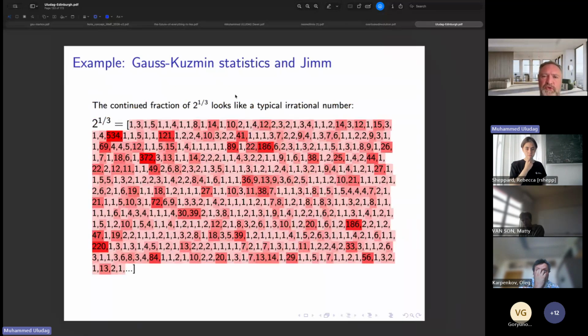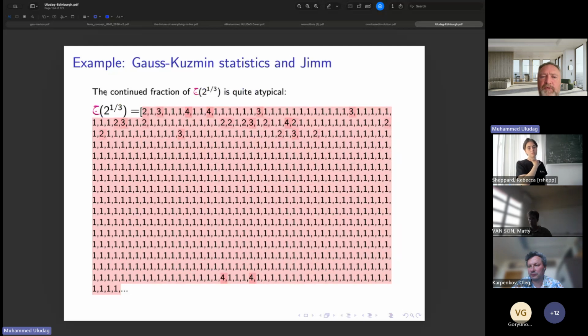To answer this question, at least conjecturally, let us first take a look at the continued fraction expansion of the cube root of 2. It looks like this. And in fact, it looks like a typical irrational number. If you take a typical irrational or transcendental number, its continued fraction will look like this. We have some very big numbers and many ones, for example. Observe that there are many, many ones. Sometimes very big numbers, 534 here.